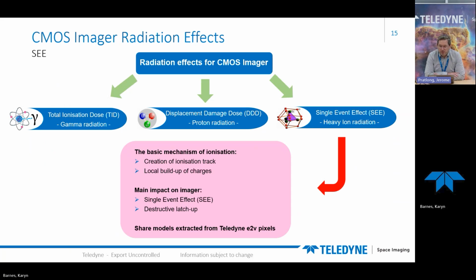In the next video, we will look at the single event effect, also known as heavy ion radiation, again looking at the basic mechanism, impact on imager, and some takeaways from our silicon results obtained from Teledyne e2v detectors.